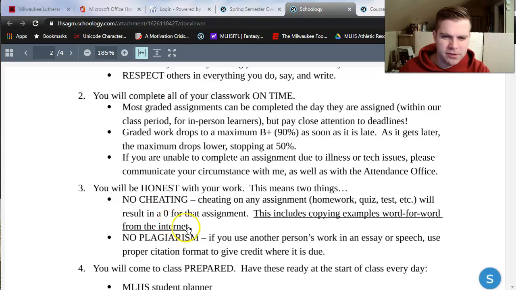And no plagiarism is the other part. So if you use another person's work in an essay or speech, you want to use proper citation format to give credit where it's due. We are going to focus on research quite a bit this semester, so I will teach you some tools for how to avoid plagiarism in your writing and in your speeches.